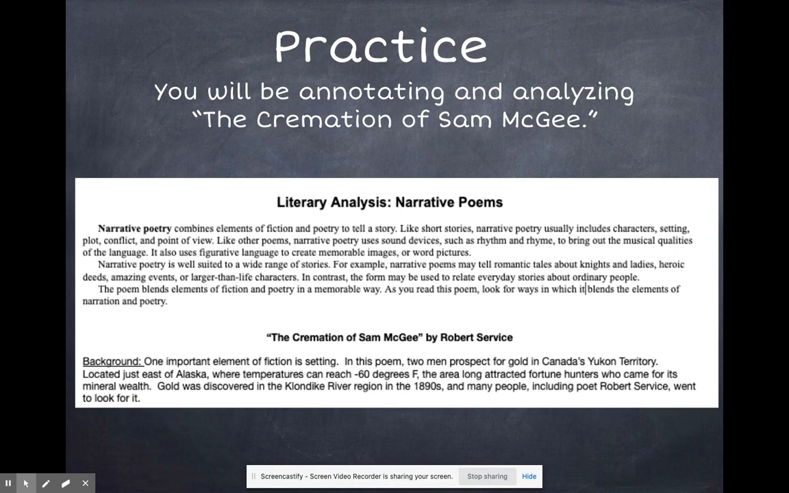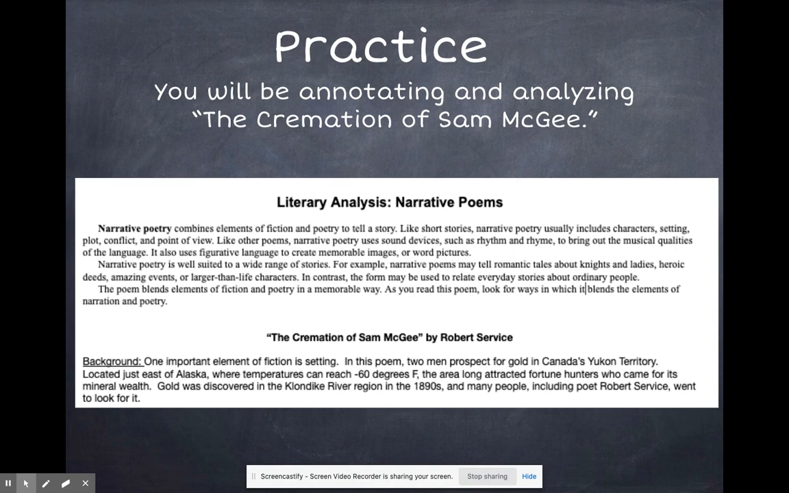Like other poems, it can use sound devices such as rhythm and rhyme. It can bring out musical qualities of the language by using those. It also can use figurative language, which will help to create memorable images or word pictures. Right now, narrative poetry is well suited to a wide range of stories. For example, it can tell romantic tales about knights and ladies.